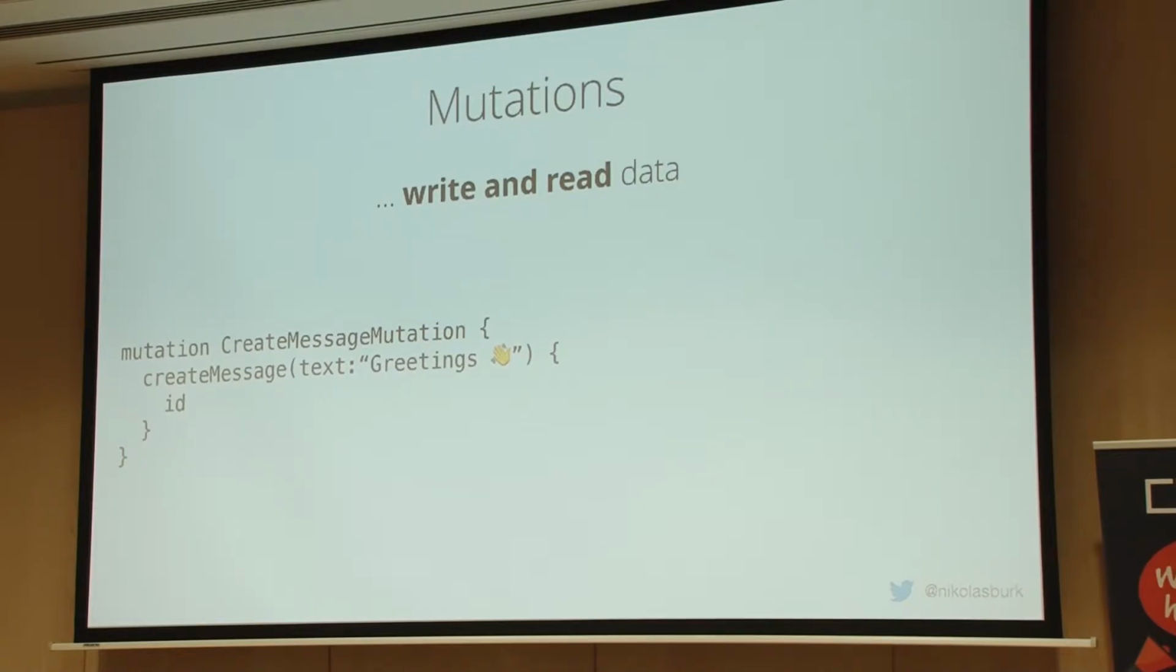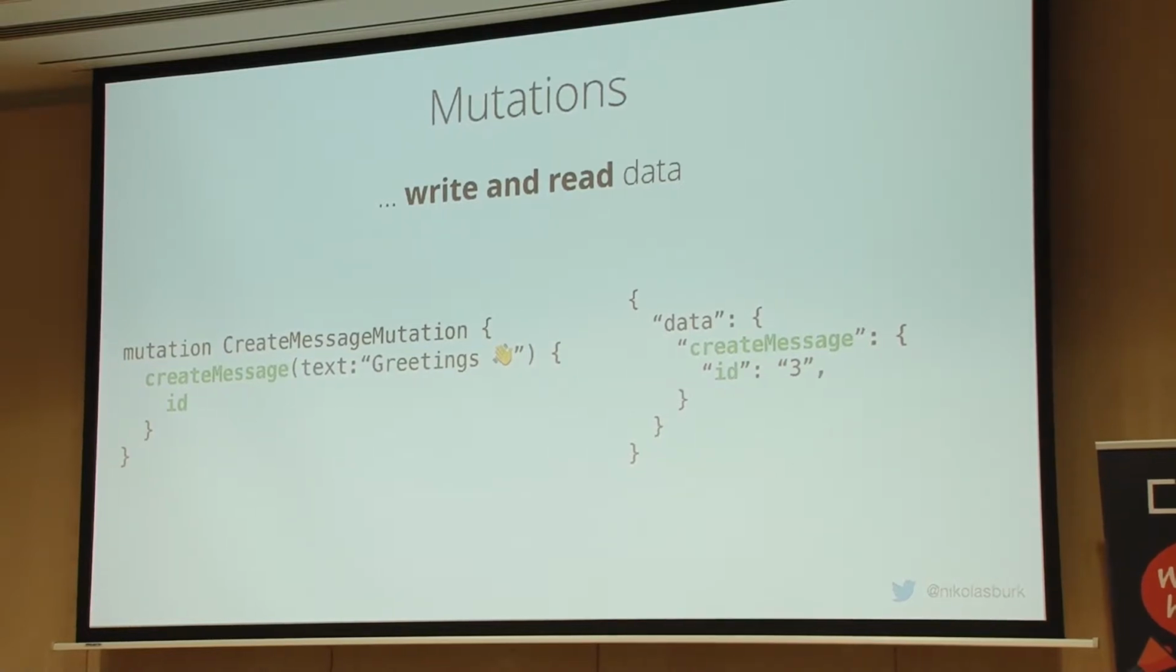And here we have a very simple mutation, and again, we have exactly the same components as with the query. So mutation is the operation type, then create message mutation in this case is the operation name. Then we have two fields, create message is the root field, and ID is the only field of the new message that we're asking for. And the server might respond with information that looks like this. So again, the shape of the response exactly matches the shape of the query. The client can dictate the format of the response that is going to be returned by the server.